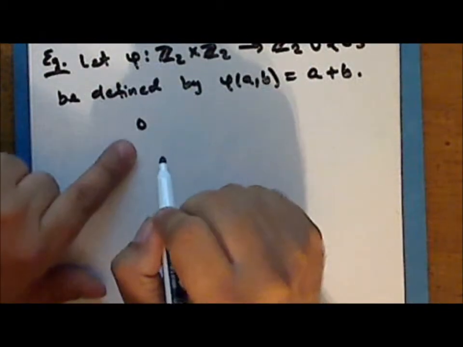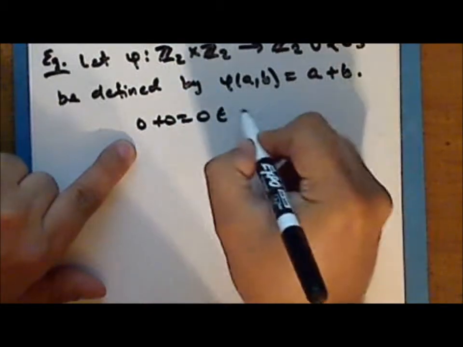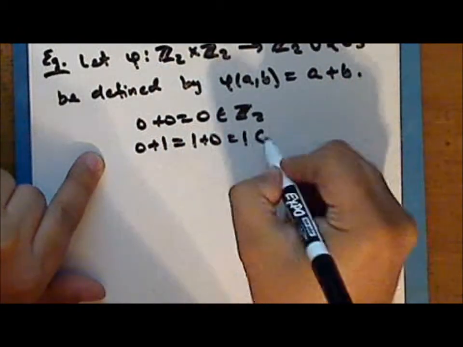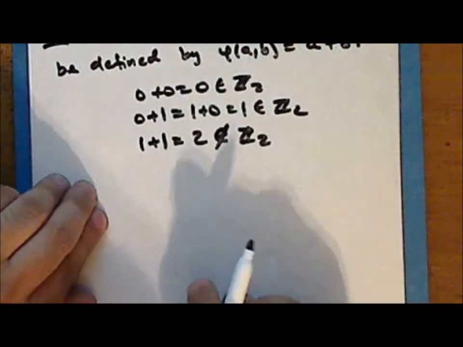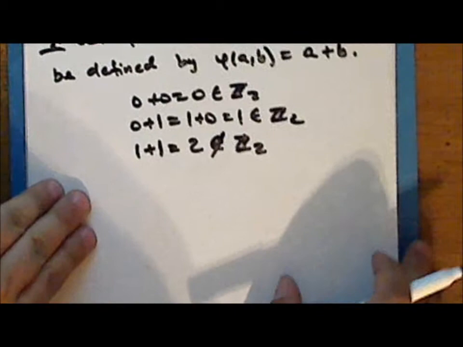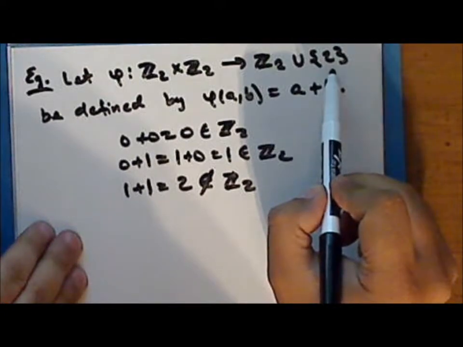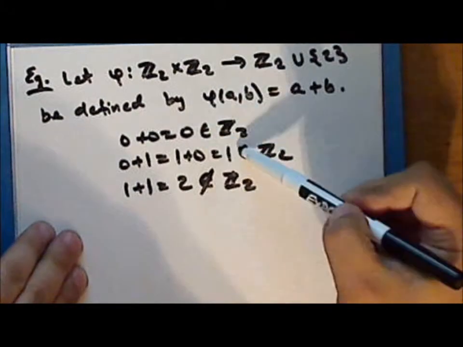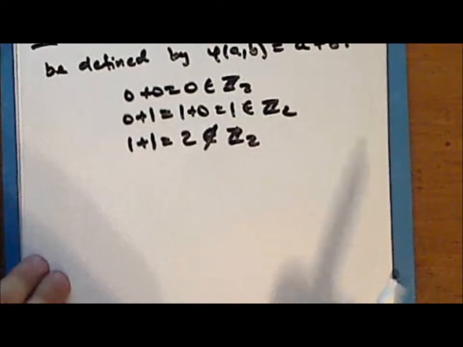Then we look at adding the elements in the set of integers modulo 2. 0 plus 0 is 0. This is an integer modulo 2. 0 plus 1 is the same as 1 plus 0, which is 1, which is once again in the set of integers modulo 2. But 1 plus 1 is the number 2, which is not in the set of integers modulo 2. And so the range of this function, phi, is the union of the set of integers modulo 2 with the singleton set containing the number 2, and this union is the set which contains the numbers 0, 1, and 2, which are the sums for the elements in the set of integers modulo 2.